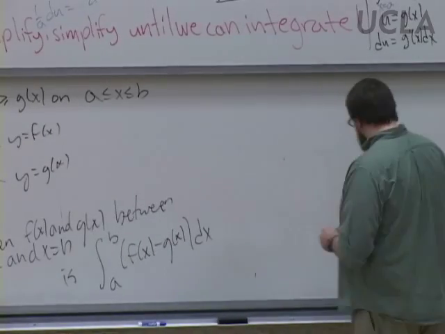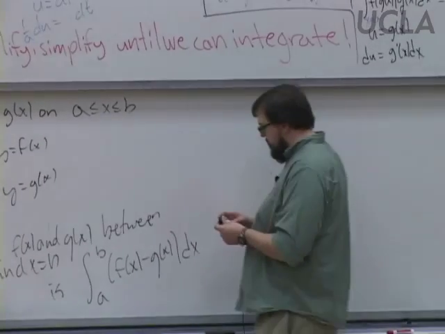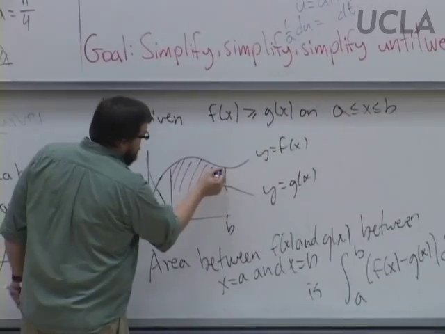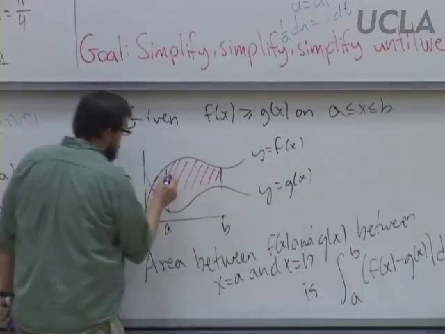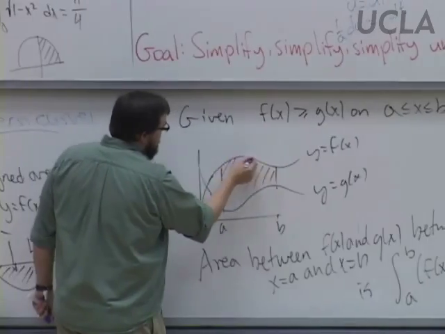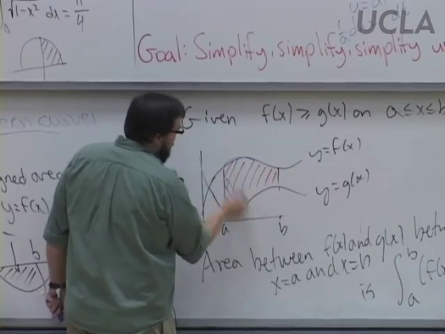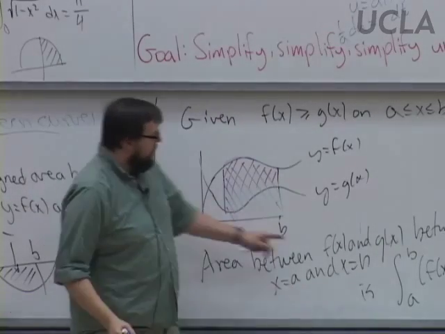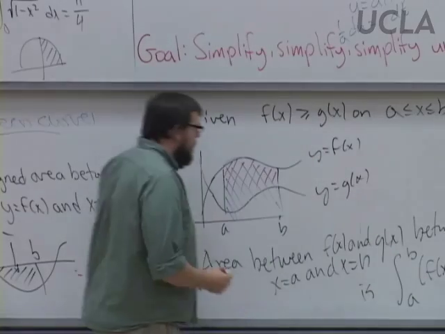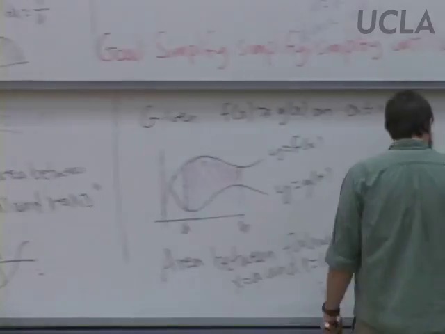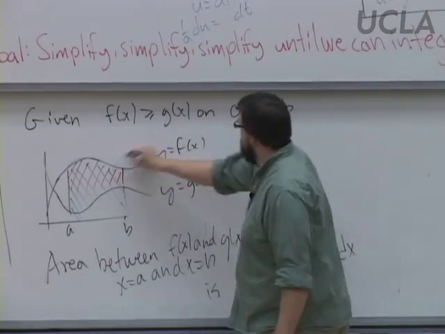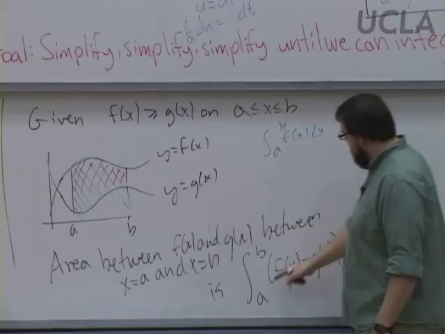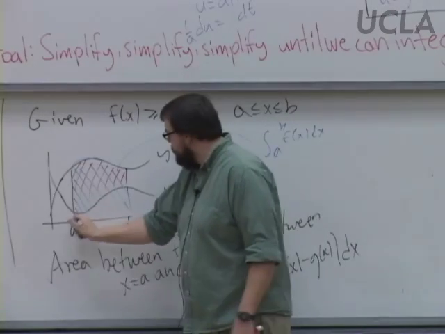Now, there's a couple of ways to see this. One intuitive way is, well, you think about the picture. What's the integral from a to b of f of x finding? Well, it's really finding the area from f of x all the way down to the x-axis. So it's finding that area there. That's the integral from a to b of f of x. Okay. What's the integral from a to b of g of x finding? Well, the integral from a to b of g of x finds this area.